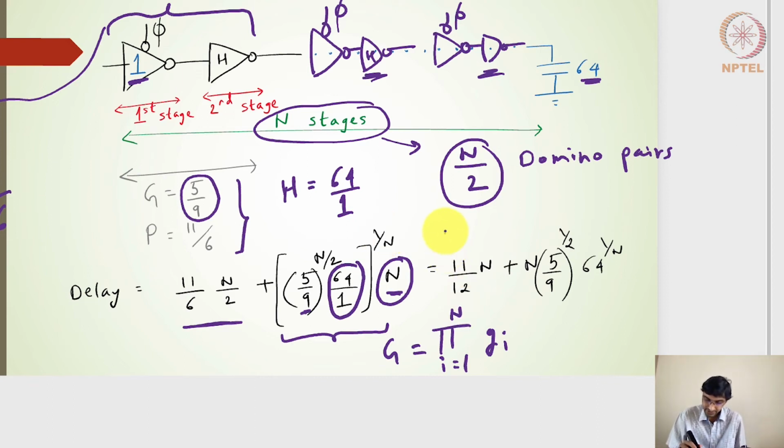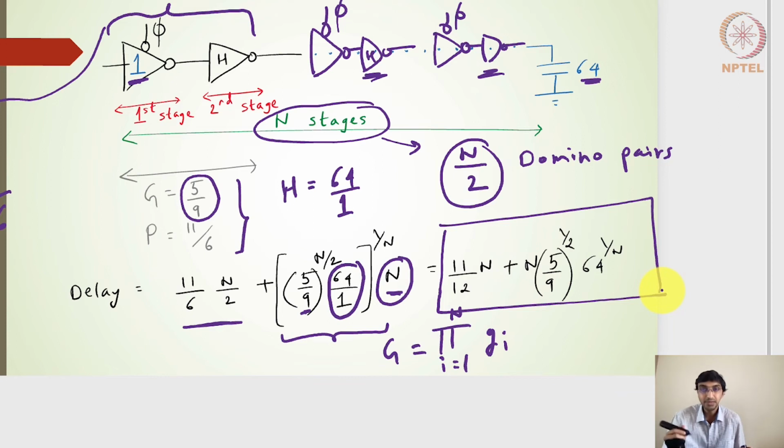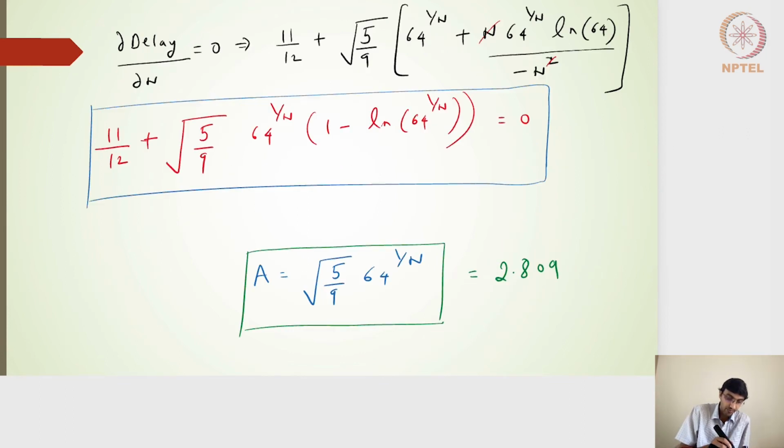So finally, we will get this particular expression for the delay, and we know what to do to get the minimum delay. We can differentiate this delay expression with respect to n, so that we will get the best or the optimal n value. So we'll do the first order differentiation and put it to 0. So we will get 11 by 12 here, and then this is parts of partial differentiation, which will give me 64 raised to 1 by n, and then so on. And so this expression should be equal to 0.